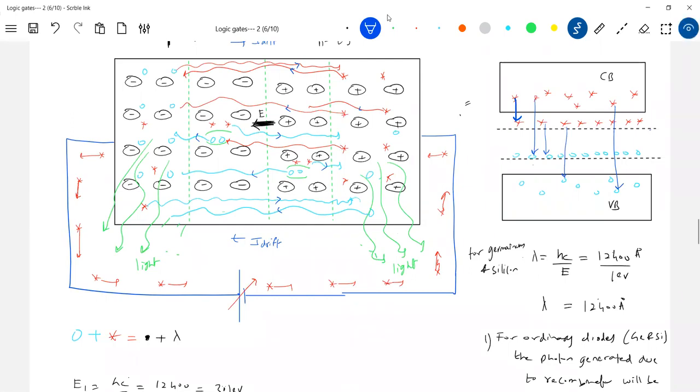Okay, what are the possibilities? The electron can jump from conduction band to donor level. Electron can jump from conduction band to acceptor level. Electron can jump from conduction band to valence band. Then electron can make a transition from donor level to acceptor level, or from donor level to the valence band. So like this, when you forward bias a diode, these 5 possibilities are there.